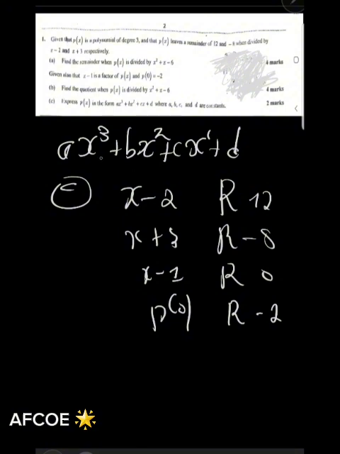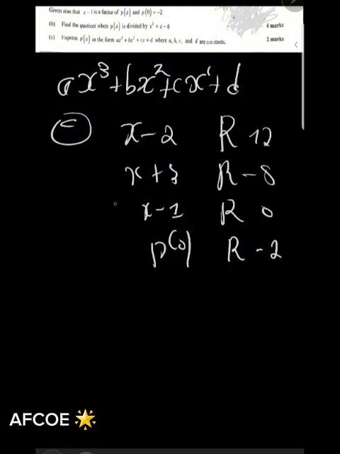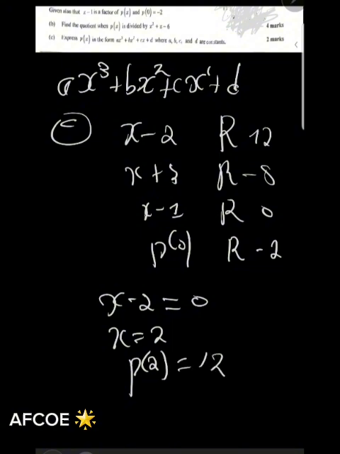So I will simply substitute all of these 4 conditions into my polynomial. I will say that x minus 2 gives a remainder of 12. Then x minus 2 equals 0 implies x equals 2. It implies p of 2 will give a remainder of 12. That is, p of 2 will be equal to 12. So that is what I will apply here.